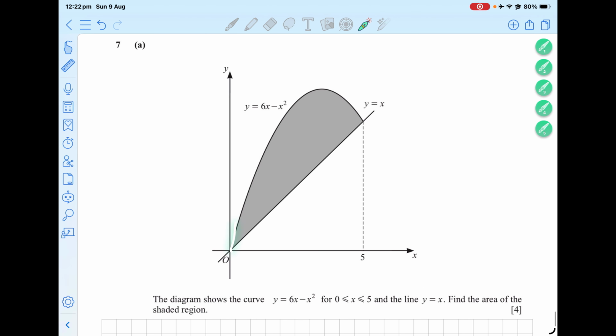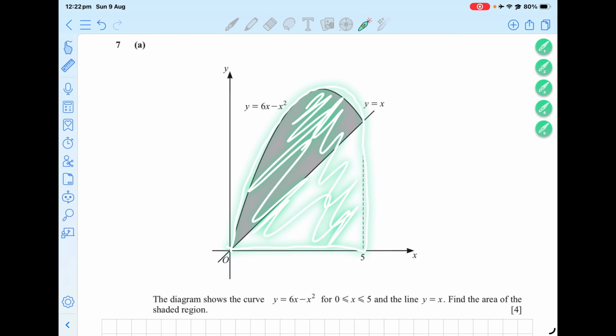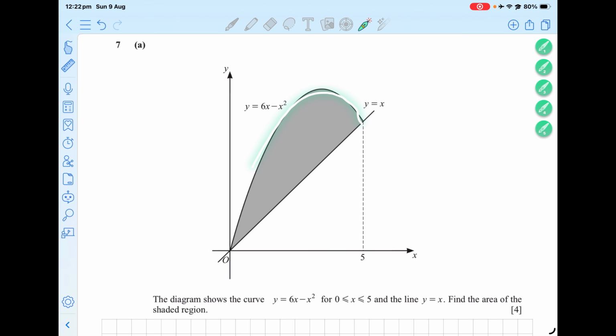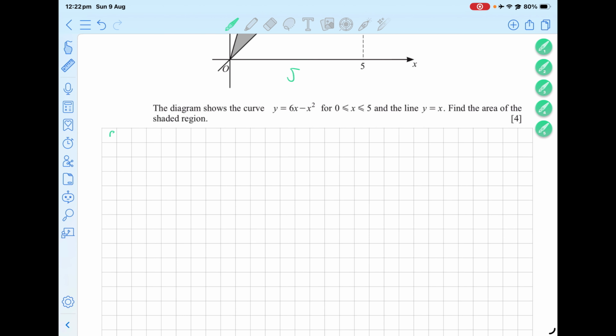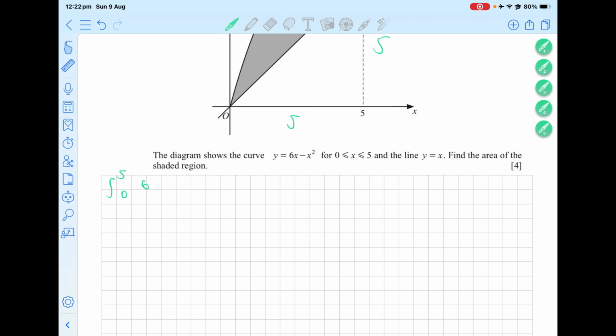This is the area that's going to be shaded by this quadratic, and then we only want this whole area. So what have we done? We've cut this triangle out. So this is 5, this is 5. So basically first find the integral from 0 to 5 of 6x minus x squared dx.